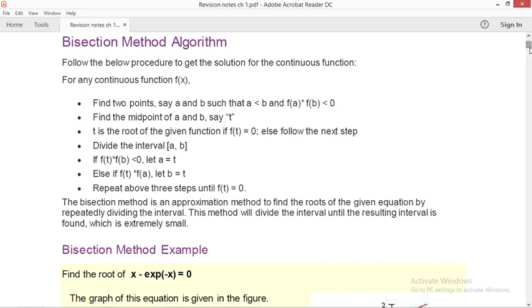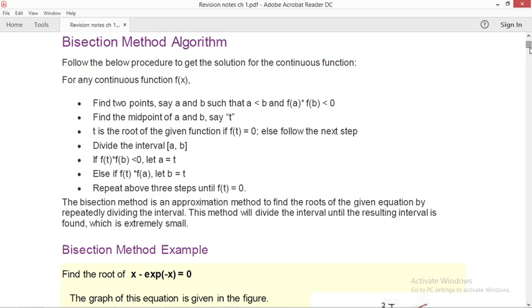Alright, so for example, we have any function, say f of x. Okay, it should be continuous. We find 2 points, say a and b, such that a is obviously smaller than b, and also f of a dot f of b should be negative. Alright, and then we find the midpoint, say t. Now t is the root of the given function, f of t equals to 0.